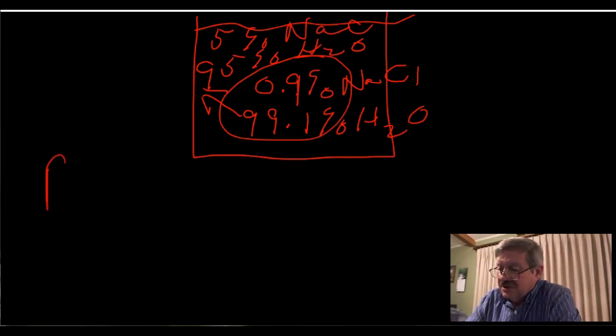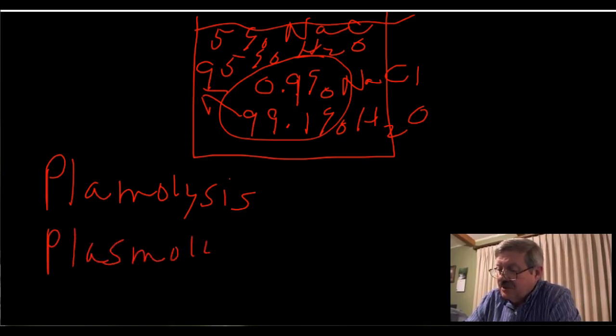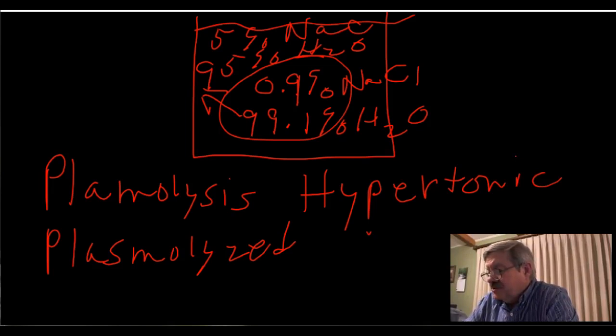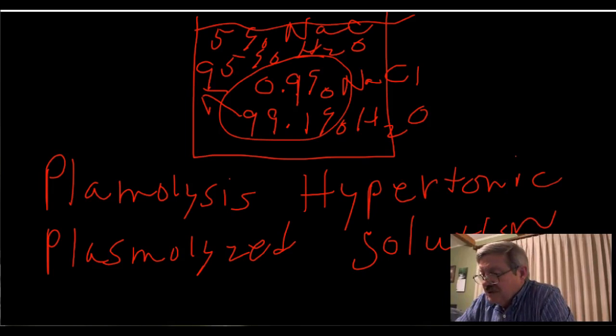And so we'd say the cell is undergoing a process called plasmolysis, or that the cell is becoming plasmolyzed. Okay, so we would refer to this solution as hypertonic. Hyper means above, and so the amount of solute out there in the solution is above what we have in the cell. Hypertonic solution. Okay, so let's go over here.